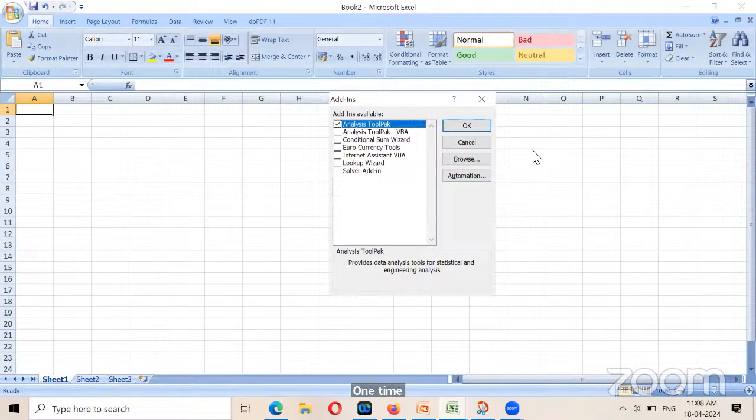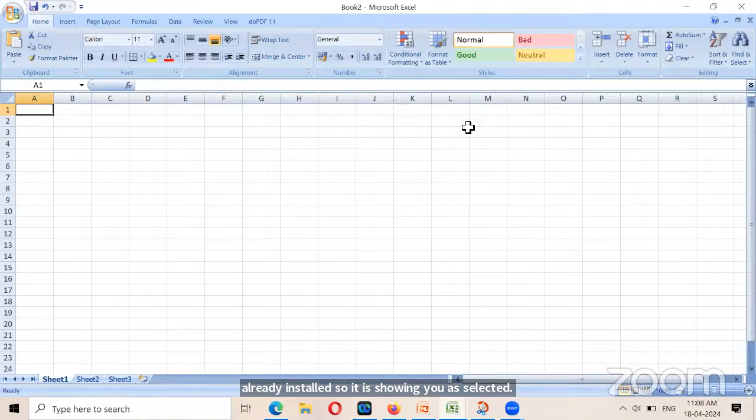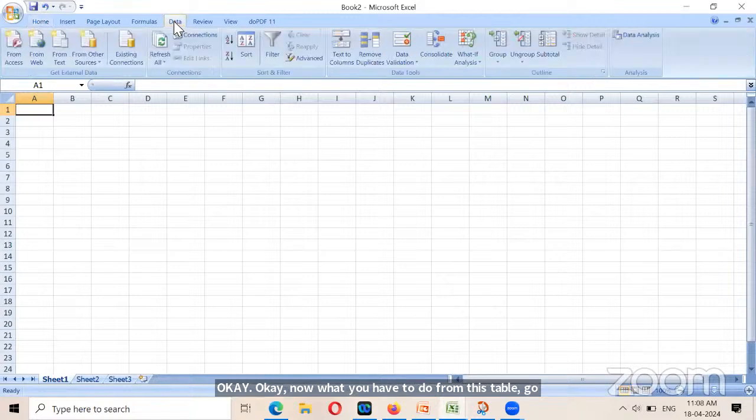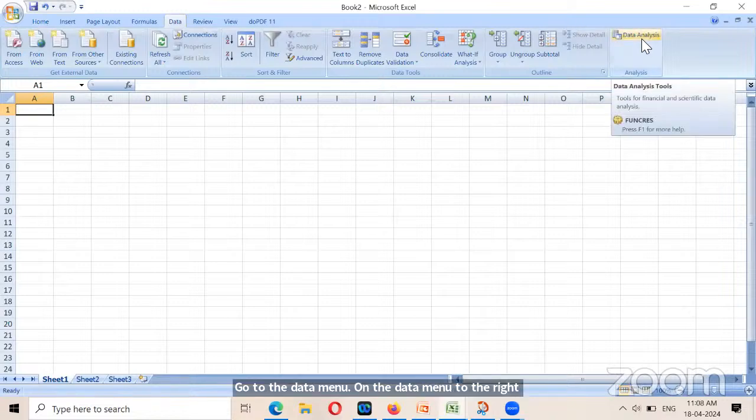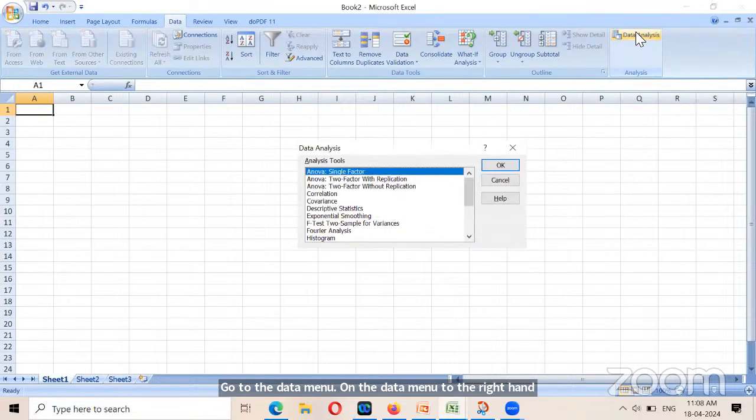A pop-up window will appear. I have already installed it, so it is showing as selected. You have to select this analysis tool pack and click OK. Now go to the data menu. On the data menu, at the top right-hand corner, you will see data analysis. Just click there, and a pop-up window will appear.